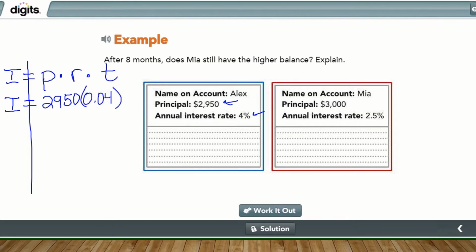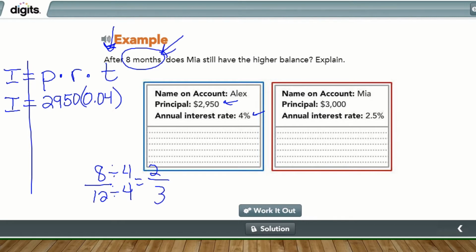Our time, this is where it's a little different. Our time is 8 months. Now remember, the time in our formula represents the years. So we have to convert 8 months to years. To convert 8 months to years, we are going to divide by 12. I'm going to go ahead and simplify. 8 and 12 are both divisible by 4. 8 divided by 4 is 2, and 12 divided by 4 is 3. So instead of using 8 for time, we are going to use 2/3.